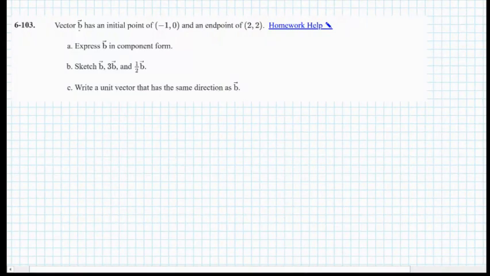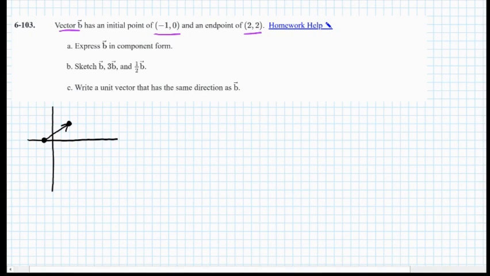Here we're going to talk about vector b, which has an initial point of -1, 0 and an endpoint of 2, 2. So I'm going to go ahead and draw that. In this case, we're really talking about a coordinate plane. So -1, 0 and 2, 2. So initial point and endpoint.